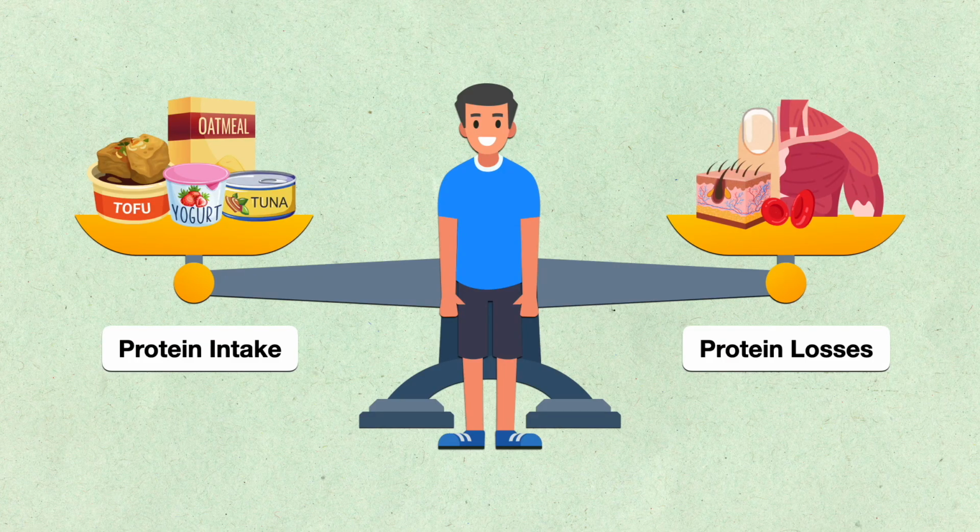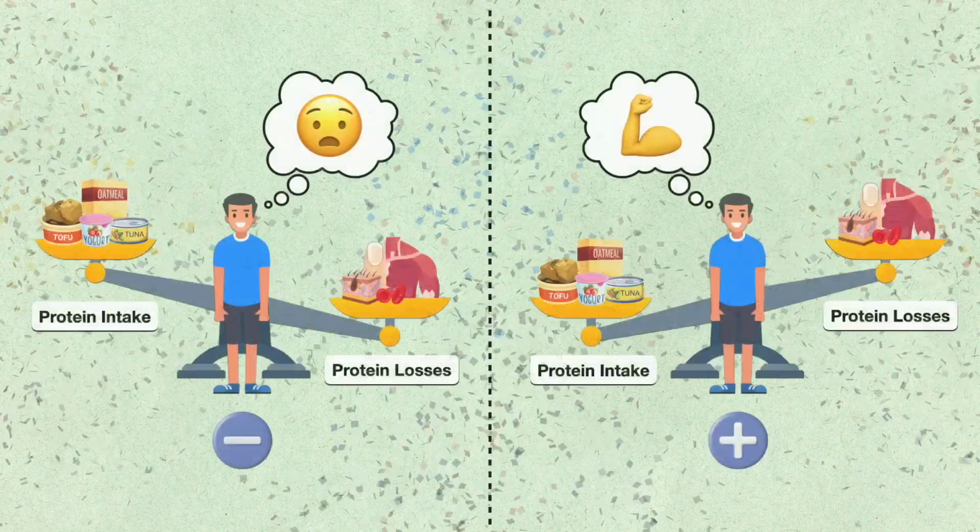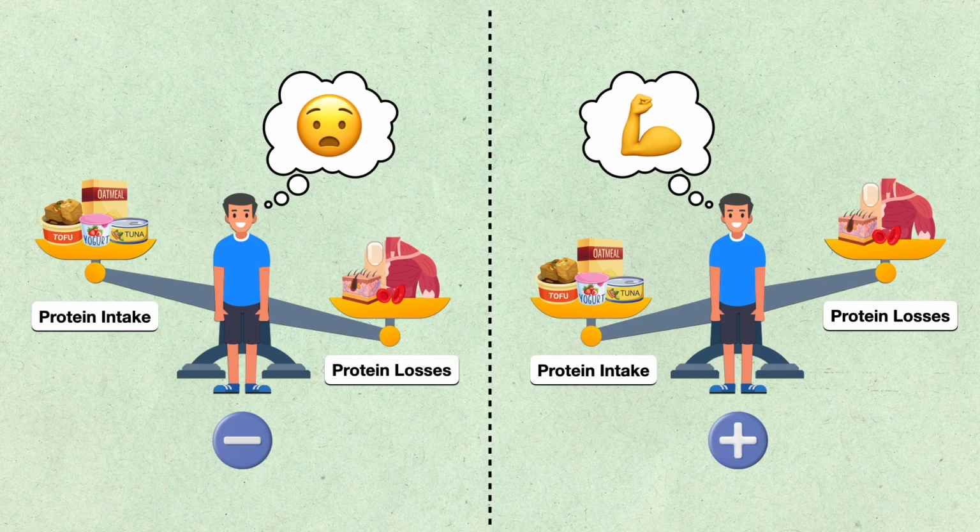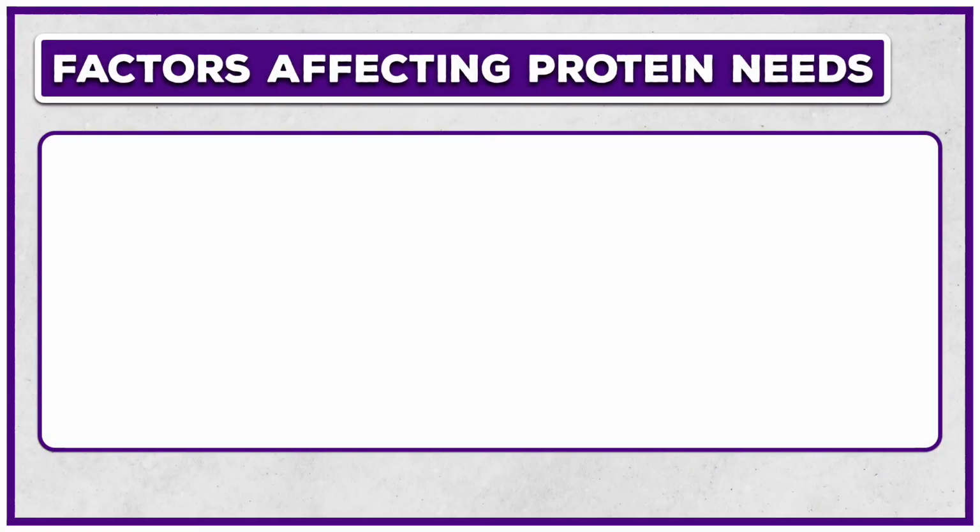In the end, the goal is to create a net protein balance where protein intake matches protein losses, such that the protein from food sufficiently replaces worn-out cells. If protein losses outpace protein intake, the body is in an undesirable state of negative protein balance, which can cause tissues to deteriorate. If protein intake outpaces losses, the body is in a positive protein balance, creating a favorable environment for growth and development. With that being said, we must consider several factors affecting protein needs.